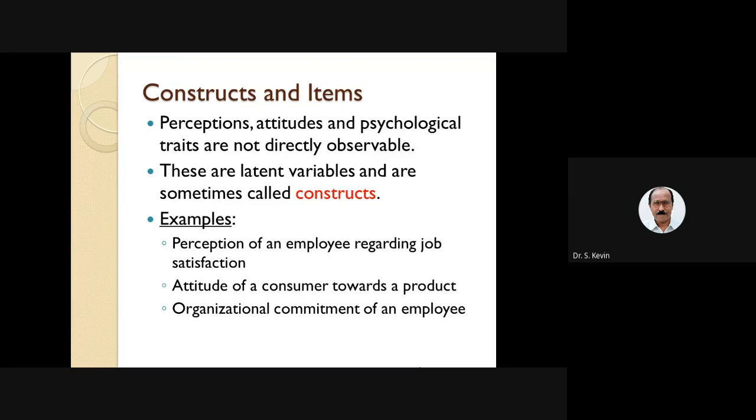That is the question. Another example is the attitude of a consumer towards a product. A consumer has purchased a product, is using it, and he forms an attitude towards that product. What is that attitude? Is it positive, negative, neutral, highly positive, highly negative? So that is hidden in his mind. It's a psychological trait. It is not visible. It is a construct.